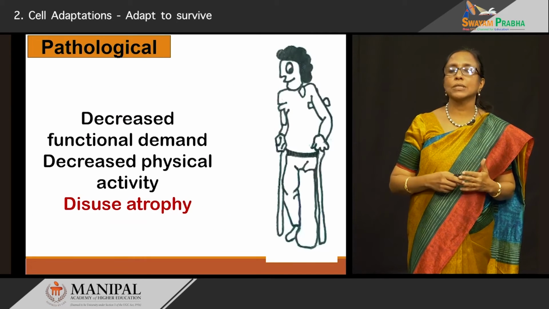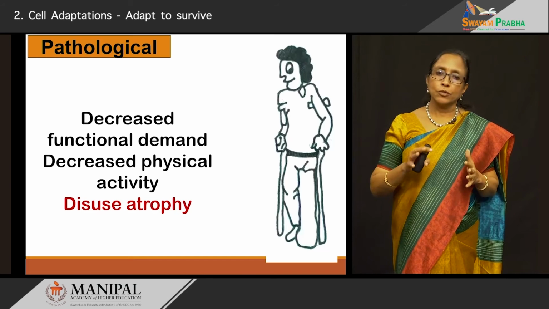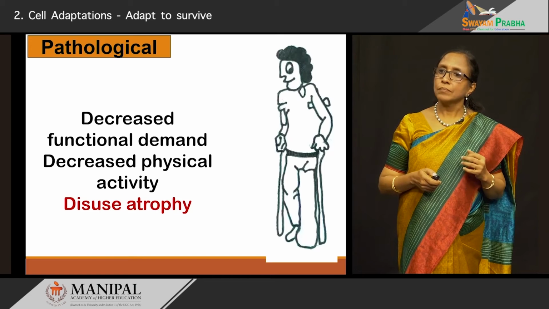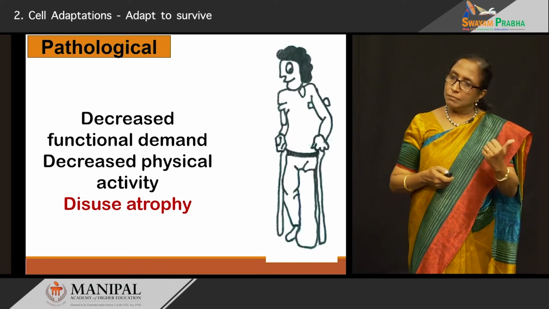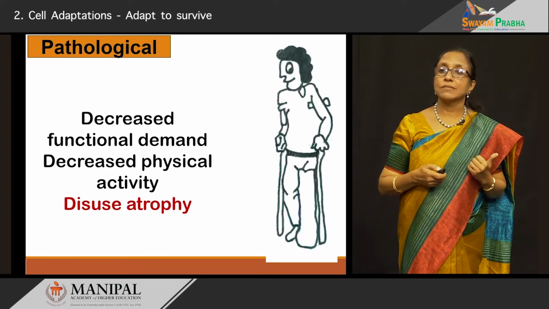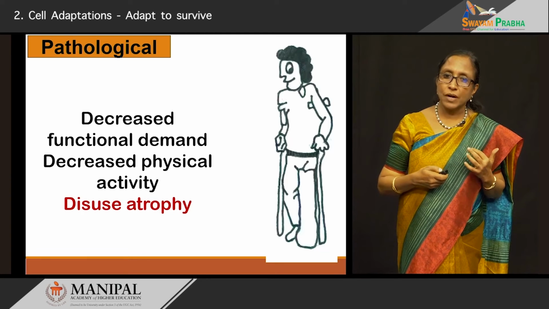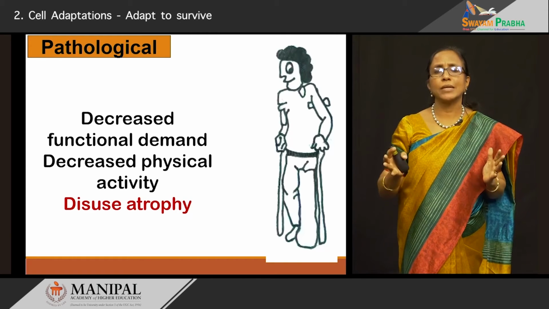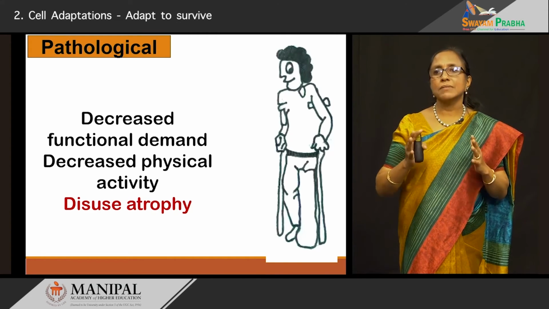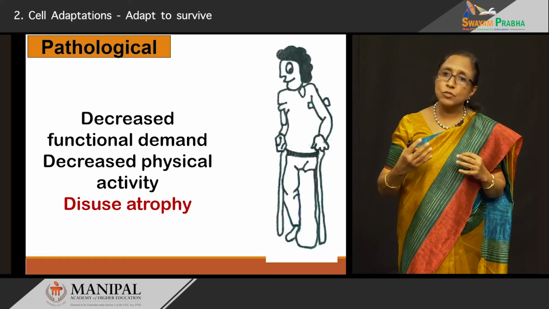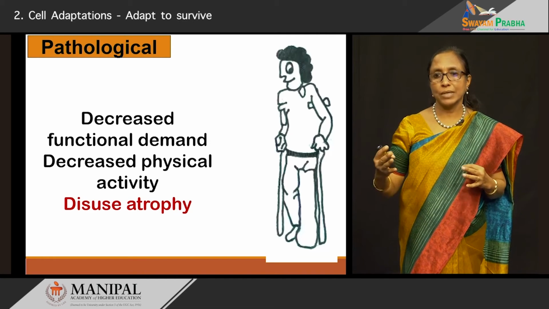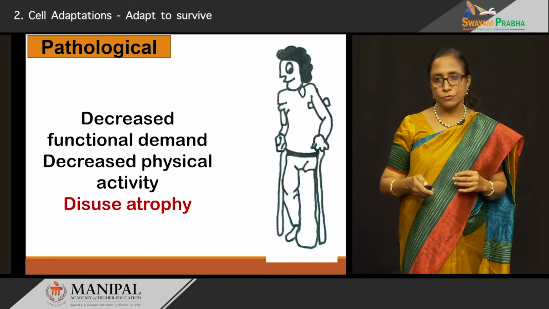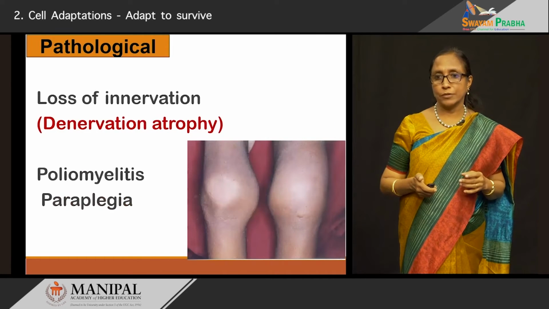Now, to look at pathological conditions, we can divide atrophy into six maybe pathological conditions. One condition where you can get atrophy is called disuse atrophy, because of the functional demand that is decreased, that is decreased physical activity. I am sure there would be some of you at least who have had an accident. Your limb is immobilized in a cast, and the muscles do not move for weeks or months altogether. When that happens, when the muscles are in disuse, they undergo atrophy. So, that is called disuse atrophy.